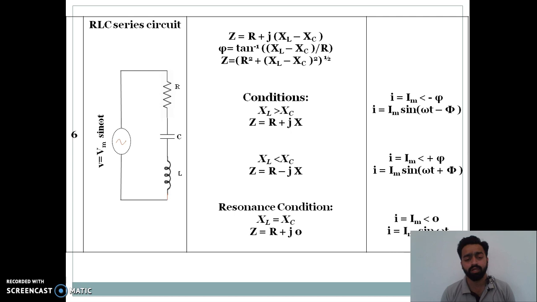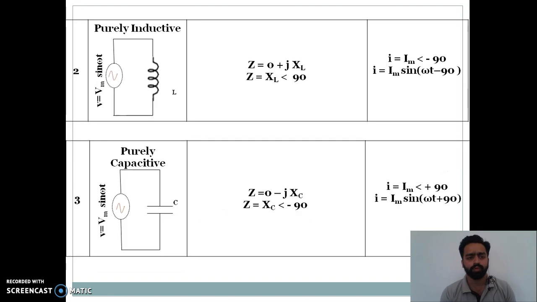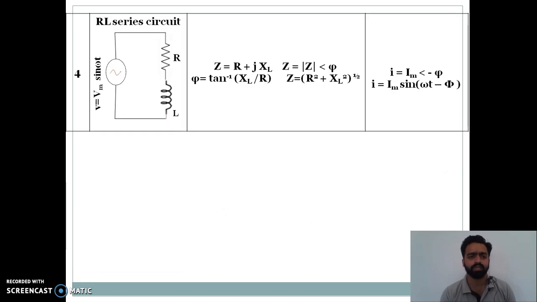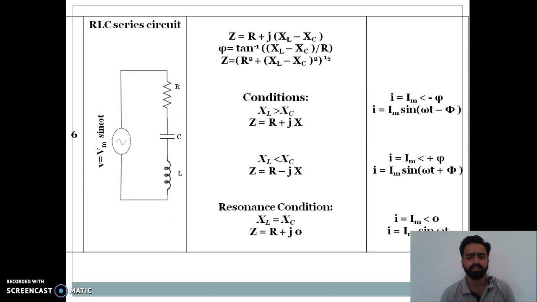We have discussed overall 6 types of circuit: purely resistive, purely inductive, purely capacitive, further RL, RC and RLC type of circuit. Now this analysis can also be done for parallel AC circuits, but more stress is given on series AC circuits, and more importantly the resonance condition. Resonance condition is a condition at which an RLC series circuit operates at unity power factor. Why unity power factor? Because phase angle phi is 0. So current and voltage remain in phase.